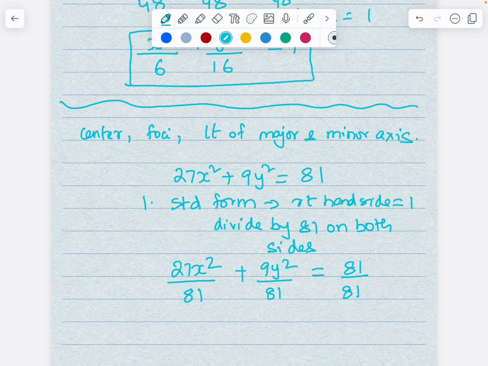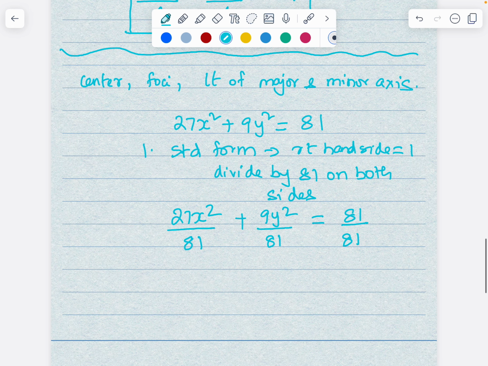So therefore you have 27x square by 81 plus 9y square by 81 is equal to 81 over 81. And that is going to give us x square by 3 plus y square by 9 is equal to 1.